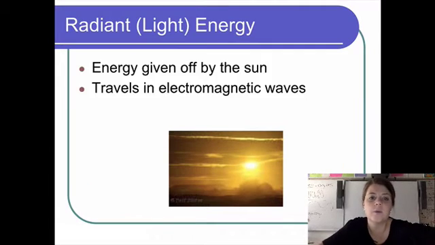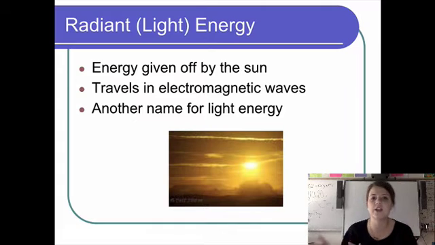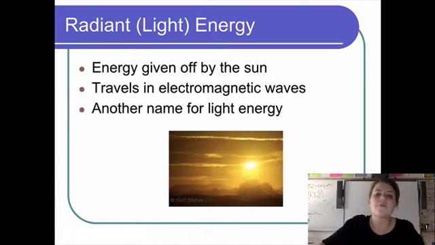All right, so we've got to talk about the energy first, right? Waves carry energy, and so when we talk about the energy that comes from the sun, we're talking about radiant energy, or you may also hear it referred to as light energy. That's just energy given off by the sun, and it travels through electromagnetic waves, which are what type of waves? Transverse waves. And again, another name for it is light energy.